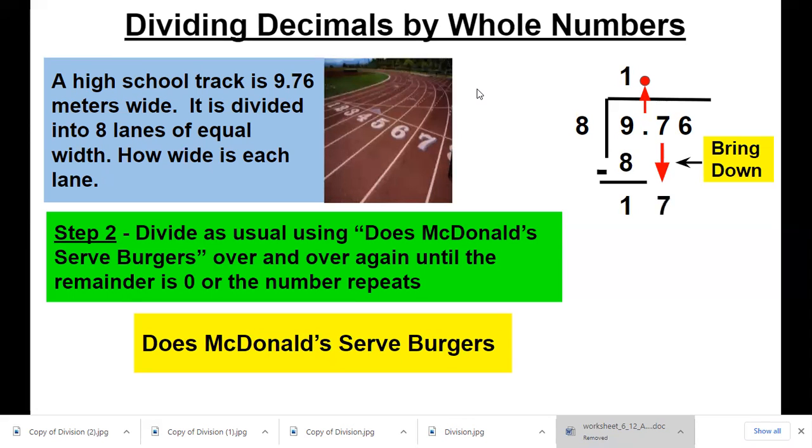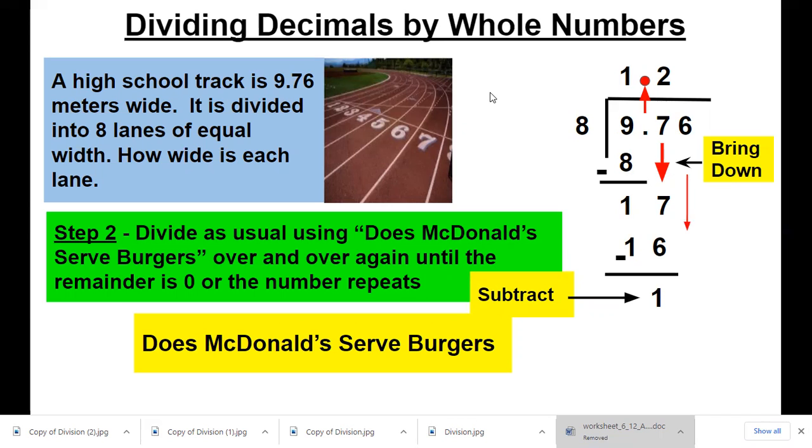And now we do it over again. We do Does McDonald's Serve Burgers? So we're going to divide 8 into 17. How many 8s go into 17? Well, 2, right? 2 times 8 is 16. If I go any higher than that, I go over. So 2. And then McDonald's, I multiply. 2 times 8 is 16. And then I serve, or I subtract. 17 minus 16 is 1. And then I do burgers, I bring down.